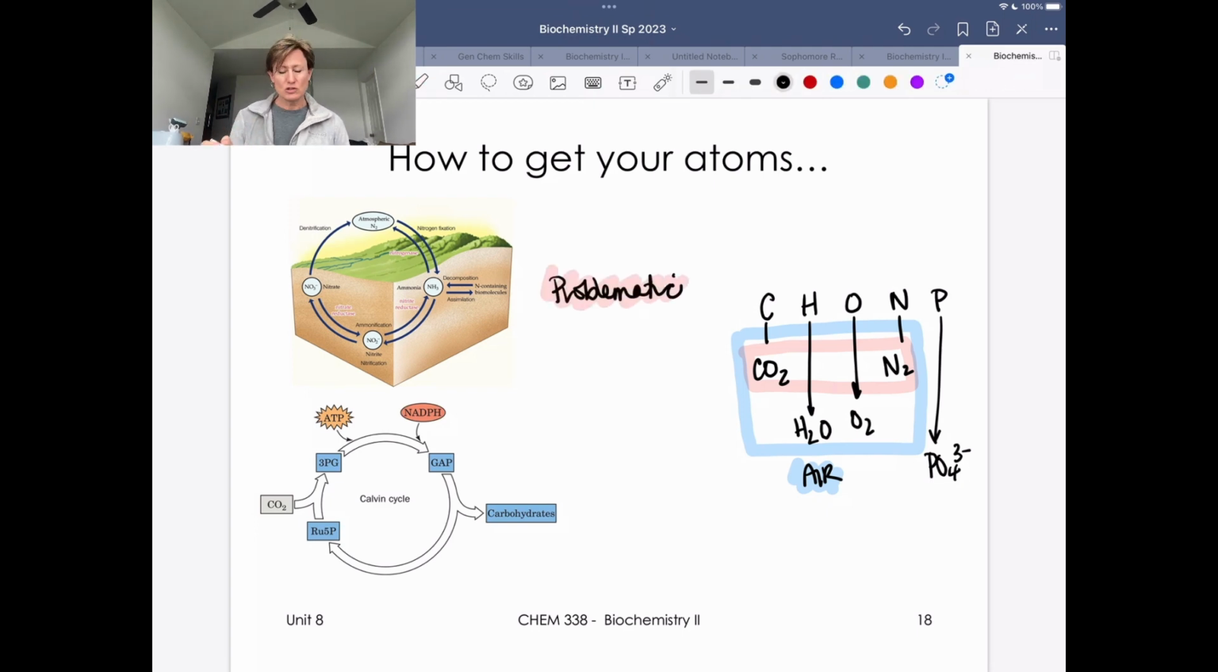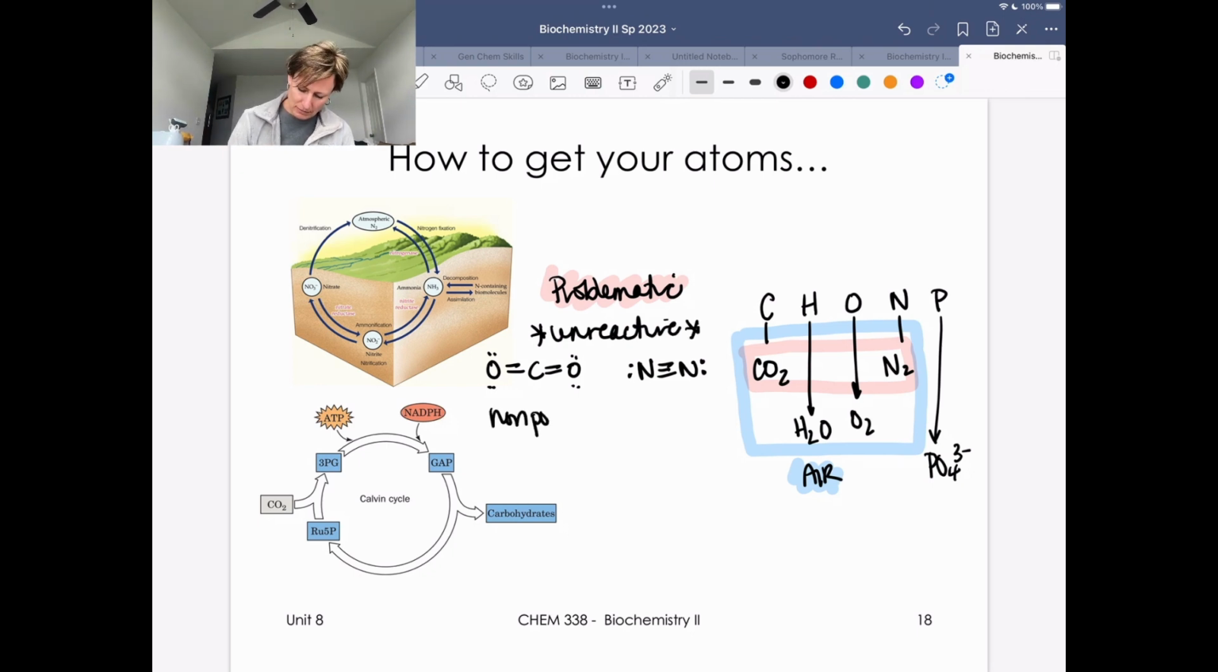So if we were to draw structures of these, here's carbon dioxide. Hopefully everybody's good at drawing Lewis structures of molecules, particularly these simple molecules. And here's nitrogen. These are fairly unreactive. Okay, so we've got a nonpolar molecule with carbon dioxide. Okay, and with both of these, we have strong bonds. So that doesn't make them very useful building blocks to build all the molecules that we need.